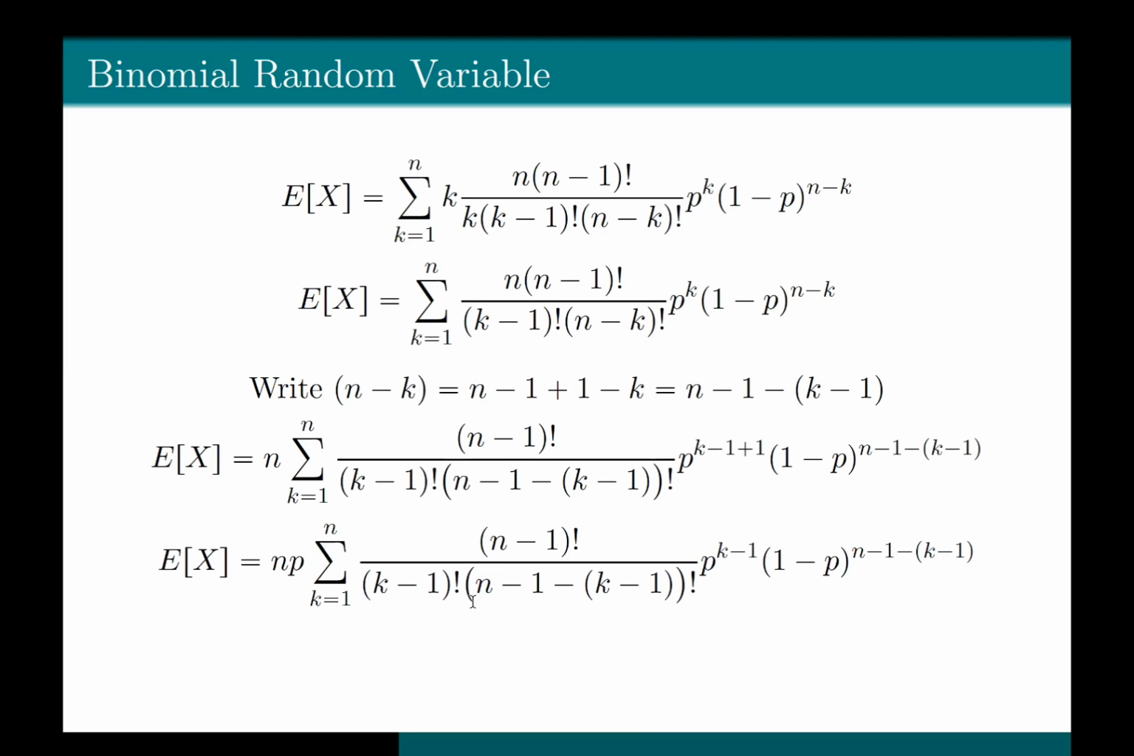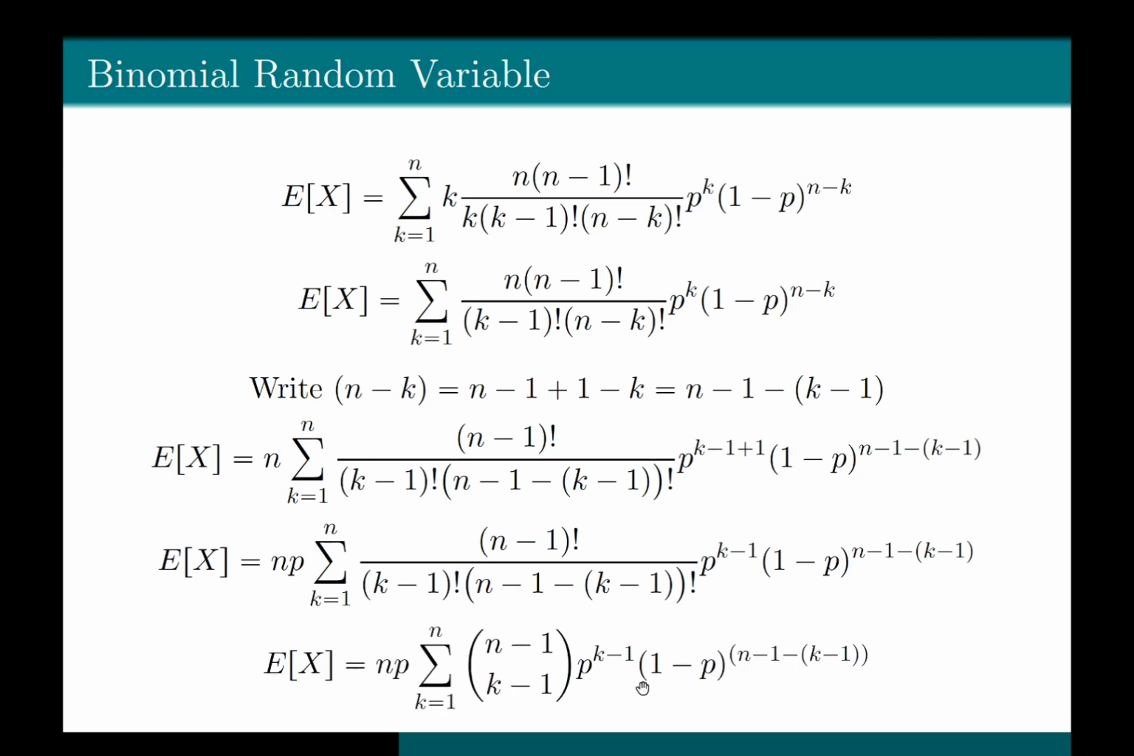Now, if you carefully see, this p to the power (k minus 1) plus 1 can be written as p to the power (k minus 1) times p. And that p can be pulled out of the summation sign. Why can we pull this p out of the summation sign? Because it does not involve any term of k, and the summation is over k, where k varies from 1 to n. So we can just pull it out, and this is what we have now.